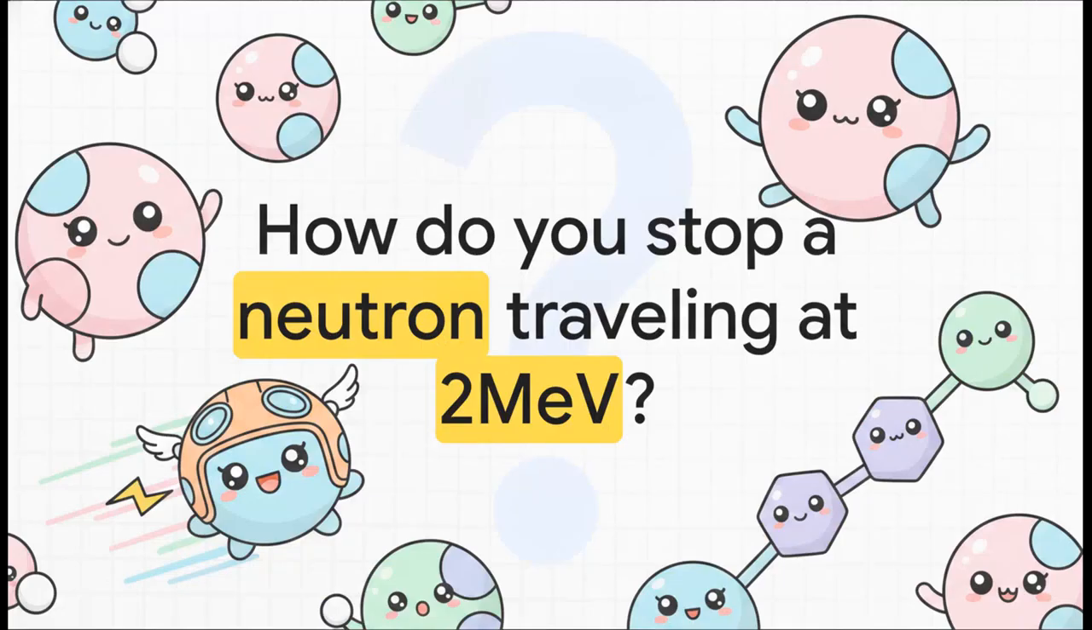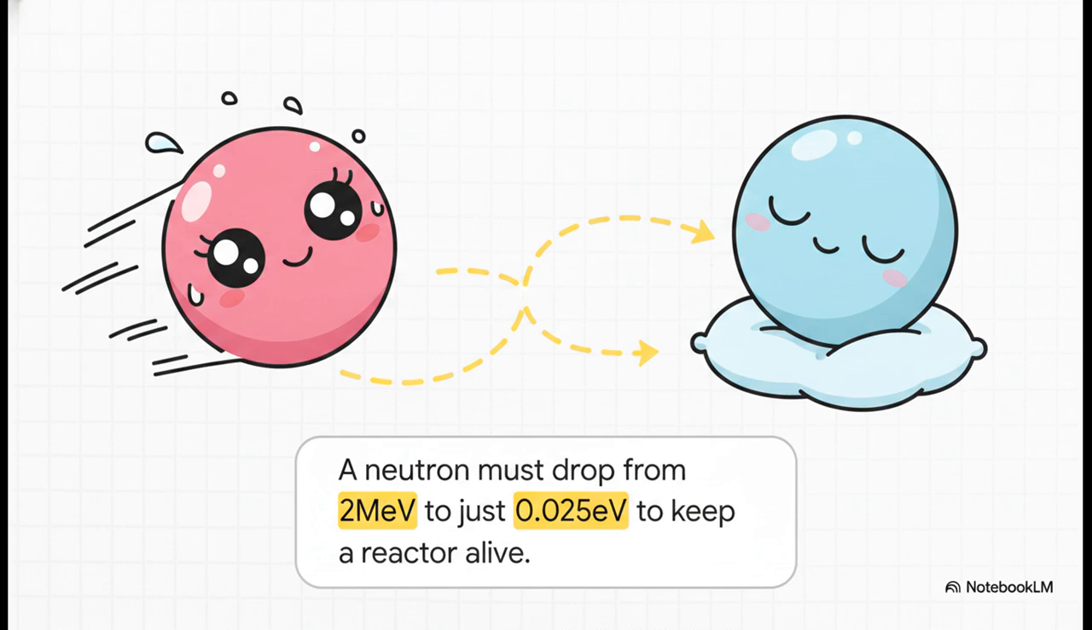So picture this as the ultimate subatomic pinball problem. When a fission event occurs, a neutron is ejected at terrifyingly high speeds. We're talking about an energy level of 2 mega-electron volts, 2 MeV. So the real question is, how on earth do we slow down such a wildly fast, highly energetic particle without just losing it completely?